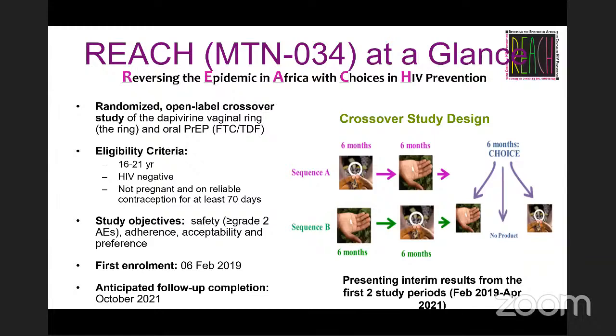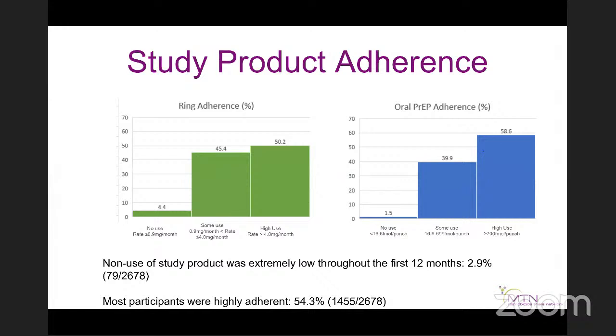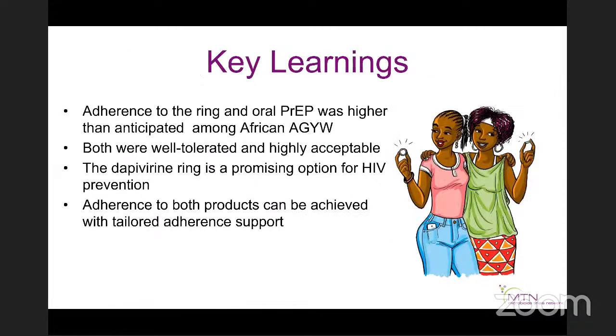And what was seen from this study is that there was very high adherence for both the ring and oral PrEP. But what was different in this study is that adherence support was offered as a menu. So they would choose whether they want SMSs, WhatsApp messages, or support groups. There were many other methods offered as a way of support, and they would choose what works best for them. So this was among the first studies to demonstrate that even young adolescent girls and young women could use these methods, that they are safe, that it could be an option for HIV prevention, and that adherence can be achieved with tailored support.